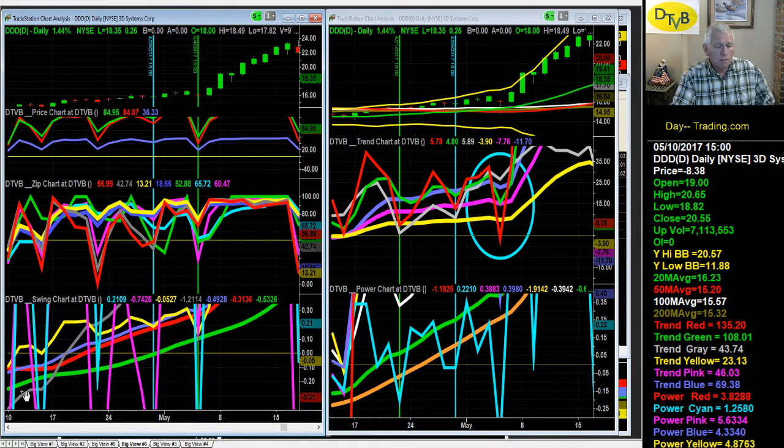When blue crosses over green, that can be a start of an uptrend too, but oftentimes it's weaker. But when blue crosses over red, then that's a stronger uptrend. Keep in mind, it's done that under 0, and often does. Don't let me make you think that that's an exception to the rule.